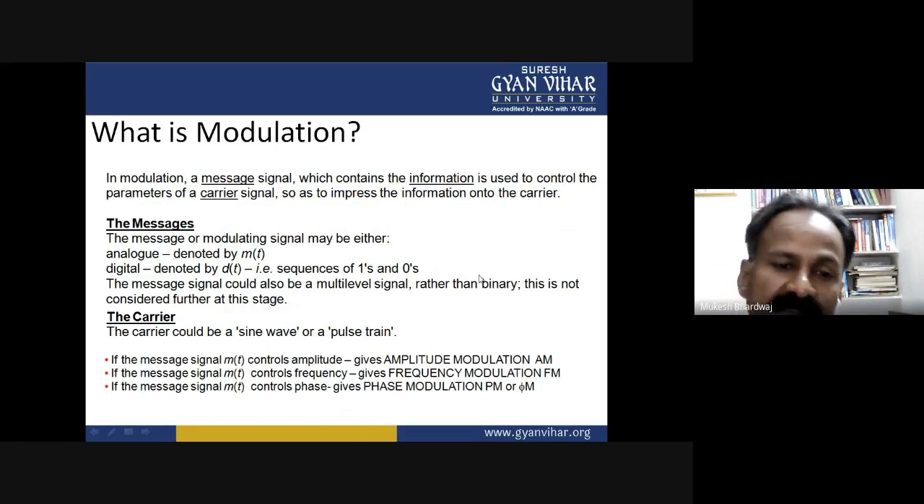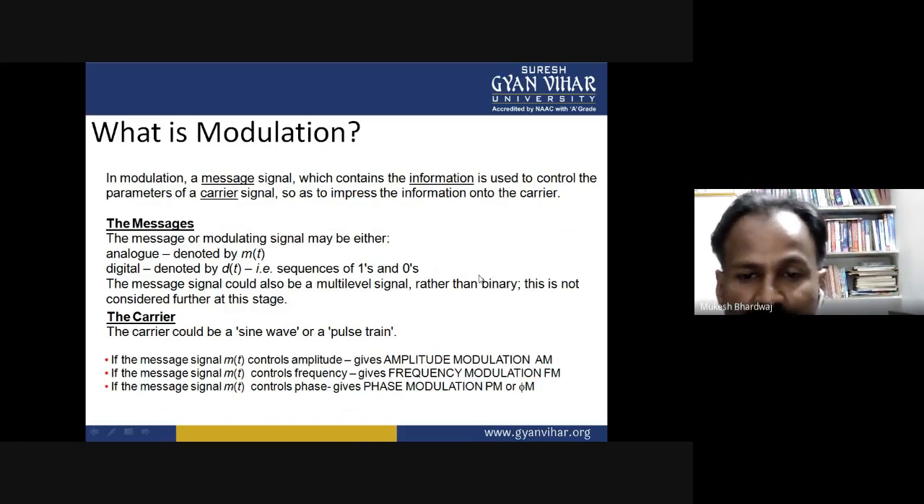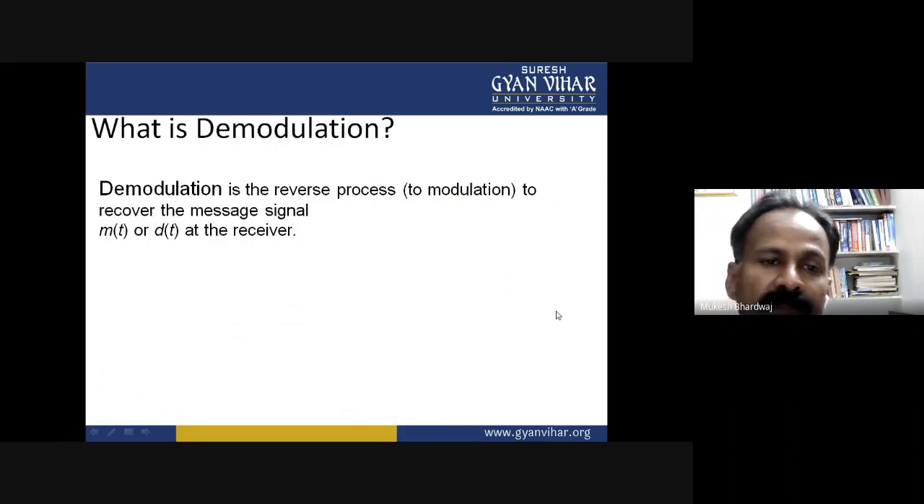If the message signal m(t) controls amplitude, it gives amplitude modulation, AM. If the message signal m(t) controls frequency, it gives frequency modulation, FM. If the message signal m(t) controls phase, it gives phase modulation, PM or phi M. What is demodulation? Demodulation is the reverse process to modulation, to recover the message signal, m(t) or d(t), at the receiver.